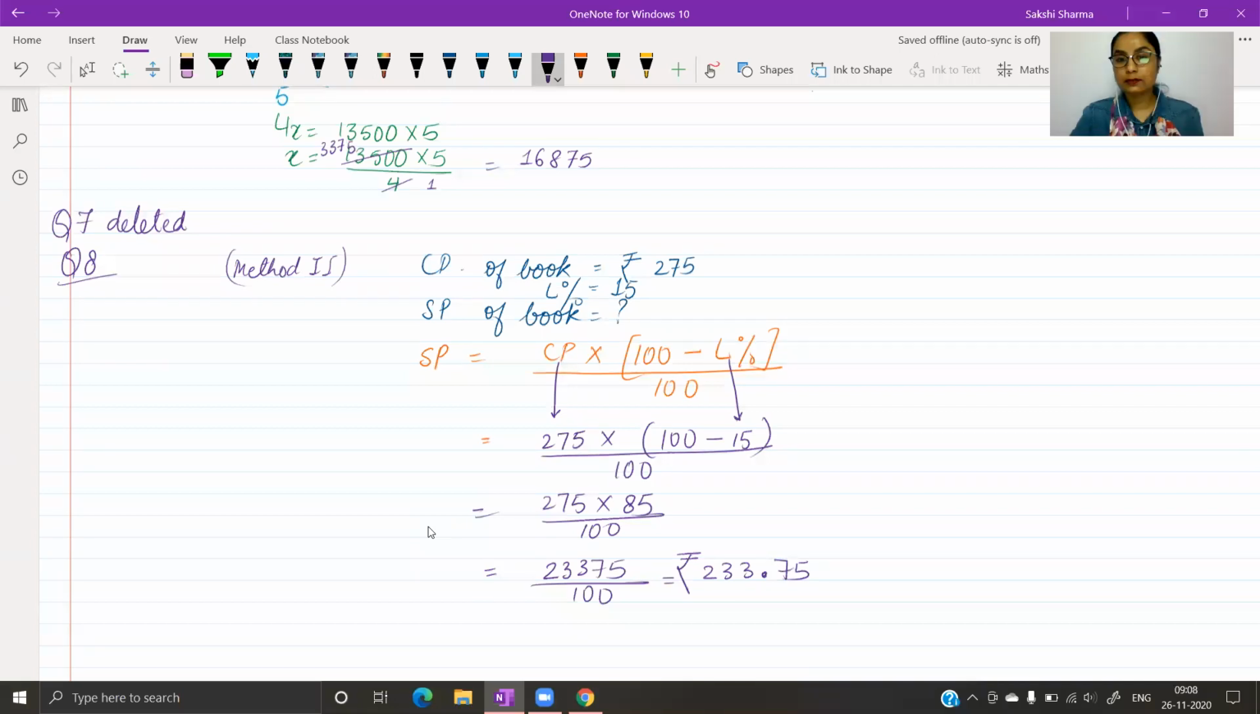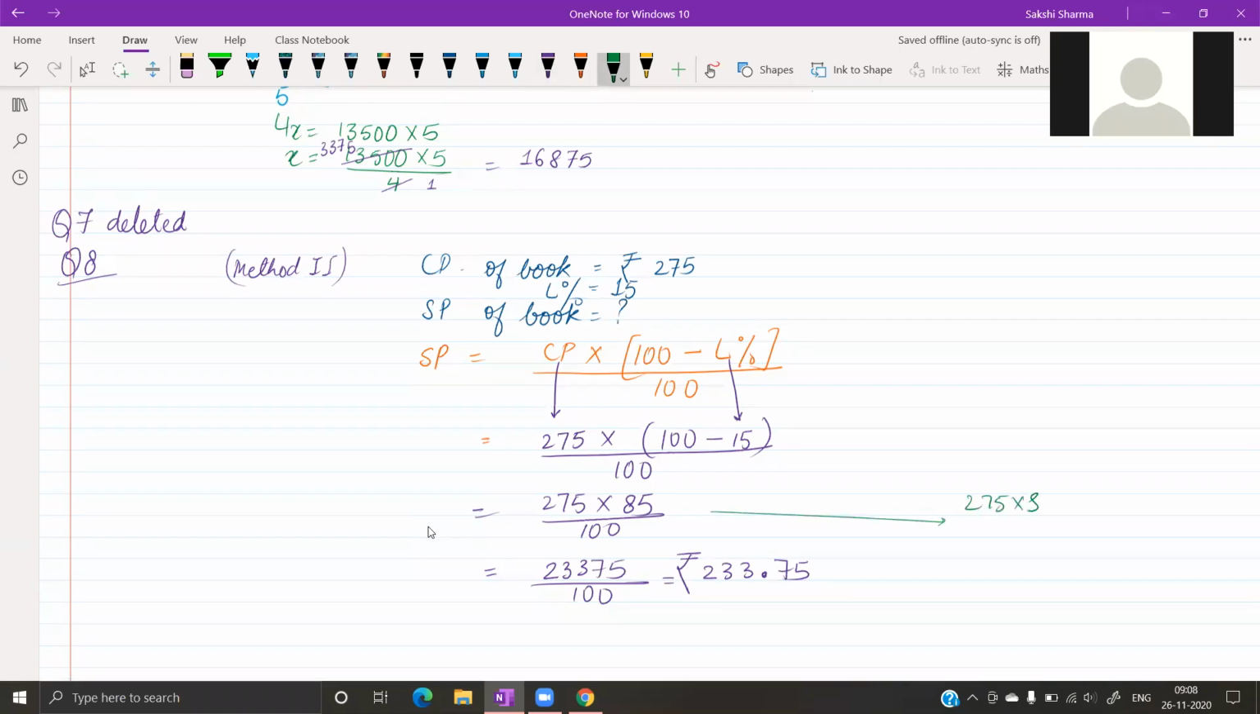It is not necessarily required, but if you do the cutting here, let's see, if we do the cutting here, 275 into 85 over 100, so you can see we have numbers containing 5 and 0.